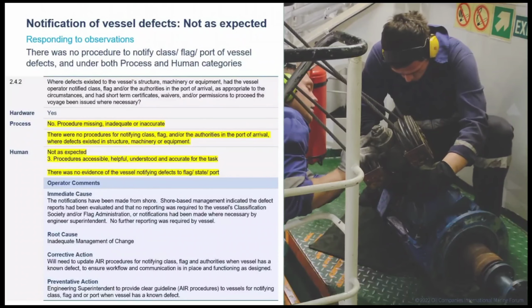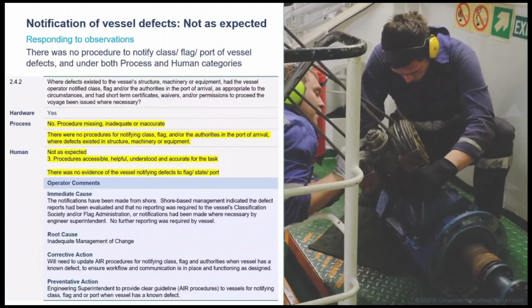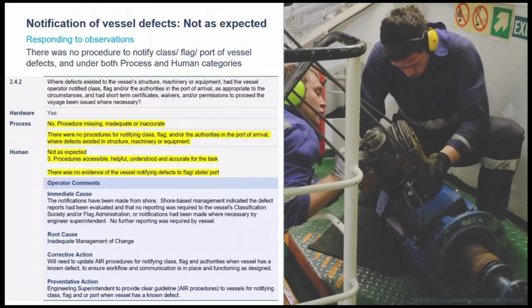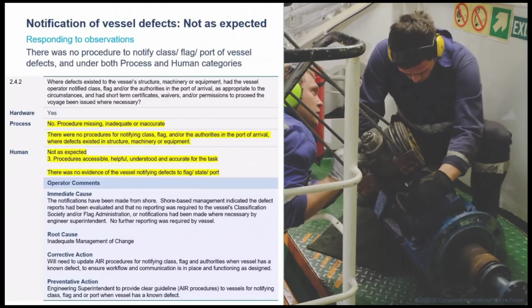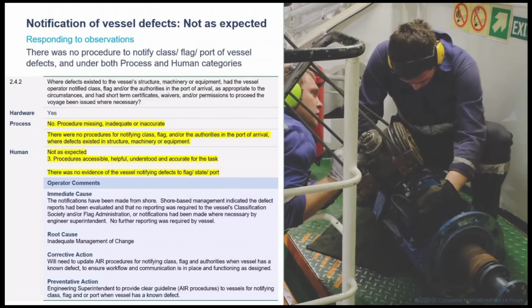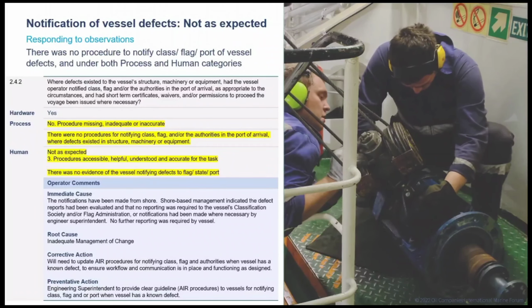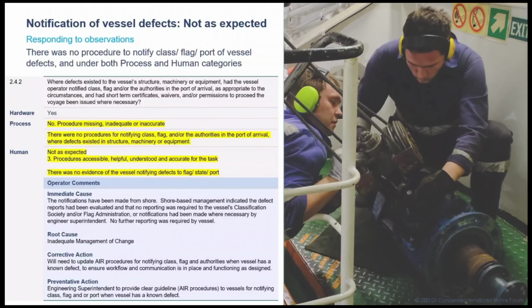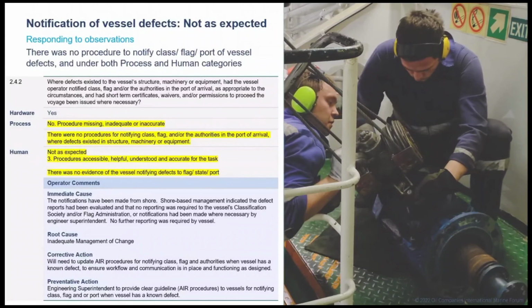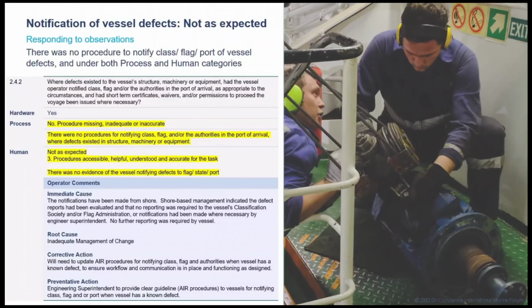Let's look at how we might put some of that into action. Here is an example where an inspector has noticed that on the vessel there was no procedure for notifying vessel defects to class, flag or port. Here you see that it has been raised under both the process and human categories. In process, the inspector has identified that the procedure was missing or inadequate.